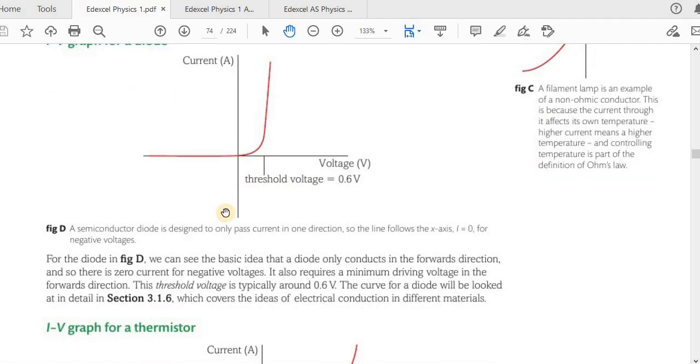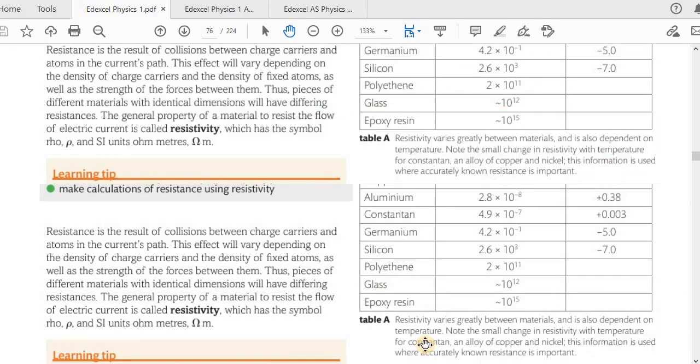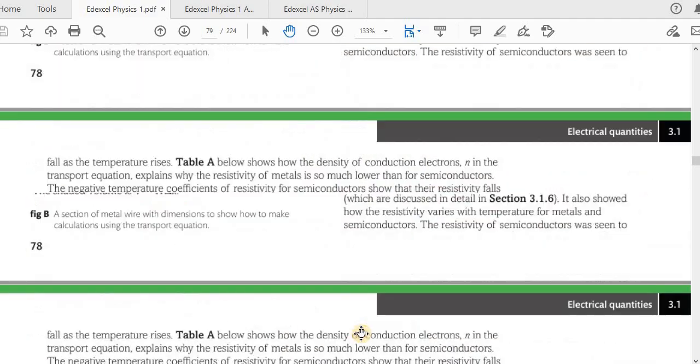Now in the chapter part that we are going to discuss in this video, that is part 6 of chapter 3.1, we will see this in detail, which covers the ideas of electrical conduction in different materials. Okay, so we have seen all this.